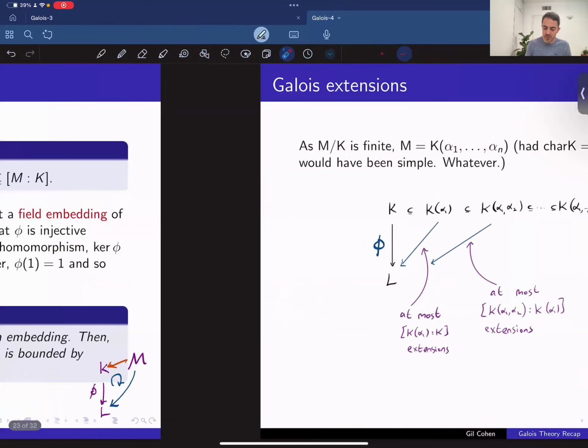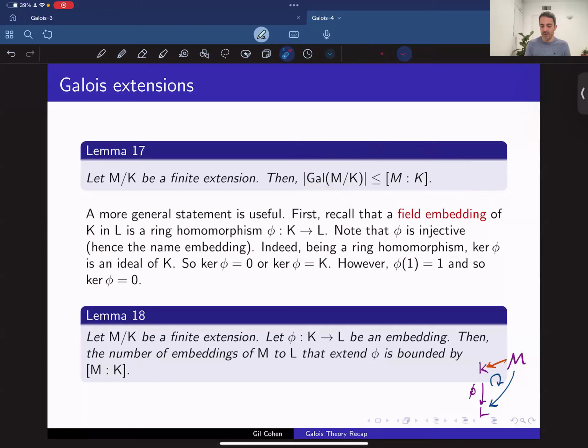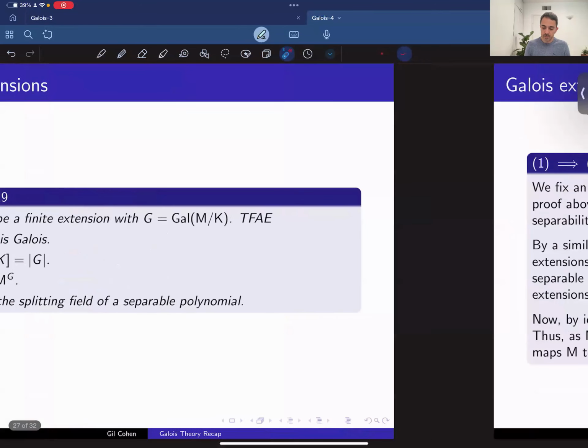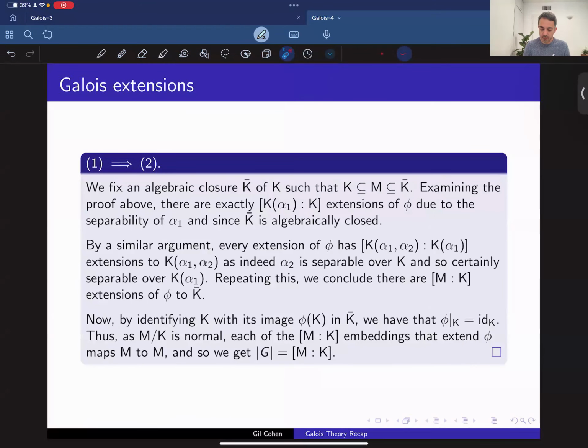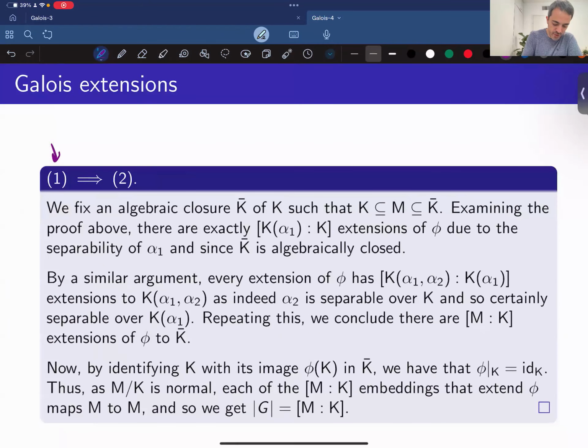large as possible, because recall the Galois group is always bounded by the index of the extension. So just to remind us, we know that the extension is normal and separable, and I want to show this one. First of all, let's fix our Galois closure K bar over K. That will be our L from the previous lemma. So we are going to embed everything in K bar.